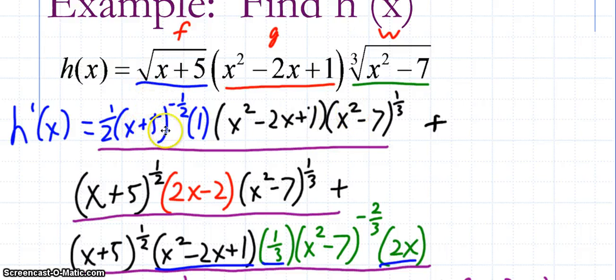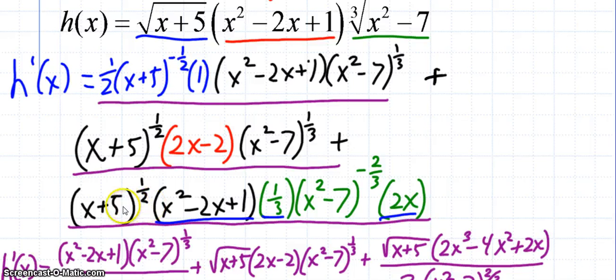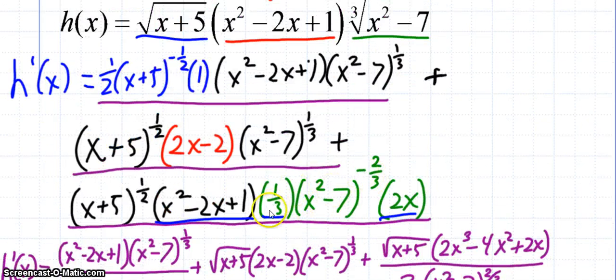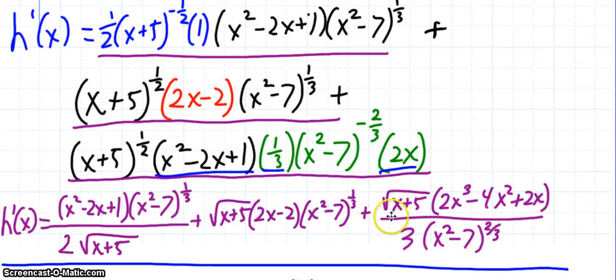For f, I had to use the chain rule. Then f times g prime times w. For g, I just had to use the power rule. And then f times g times w prime. And then for w, I had to use the chain rule again. Then I just rewrote it without negative exponents, really. Any questions?